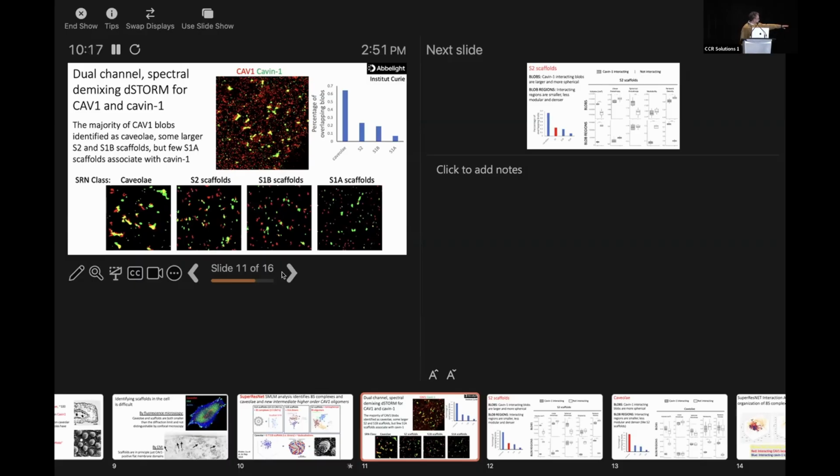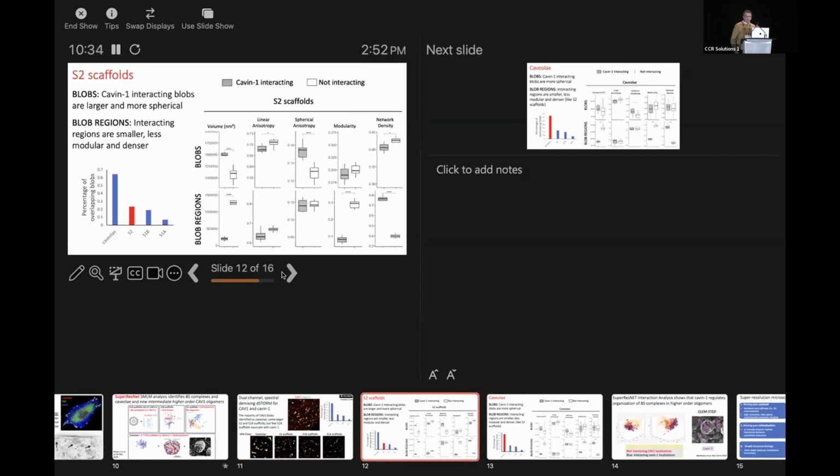And you can see that in the images below. In the image below, you can see that each of the classes are separately presented in red. So the caveoli in red over here are clearly labeled with cavin1 in green, while at the other end you have S1A scaffolds that are labeled to a much lesser extent.